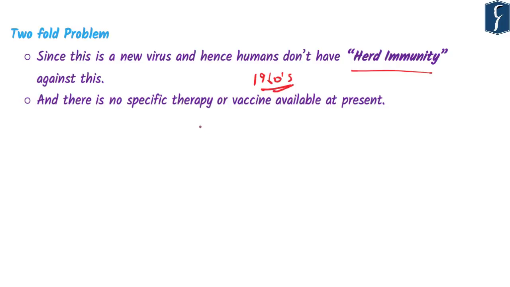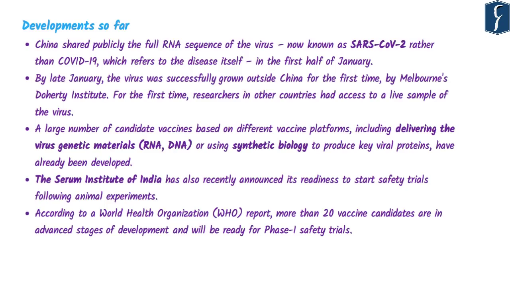Secondly, there is no specific therapy or vaccine available. The drug combination for other diseases cannot be given because the immune response is not very well known, and the drug trial will take anywhere between 18 to 24 months. So it's going to take time, and that's the problem.